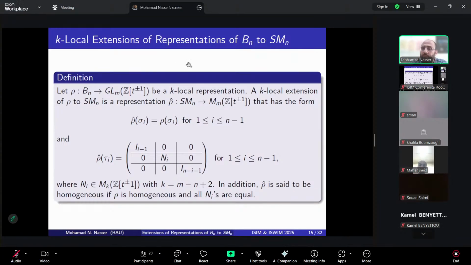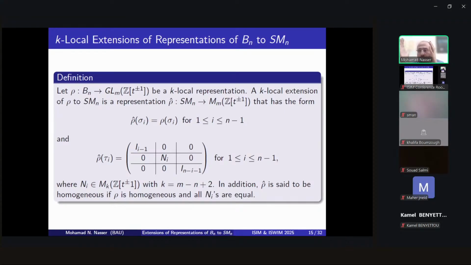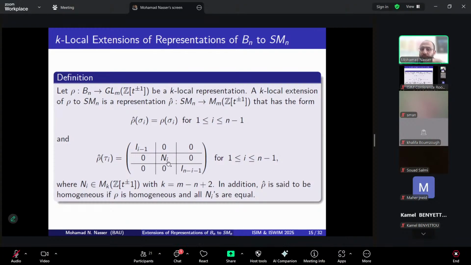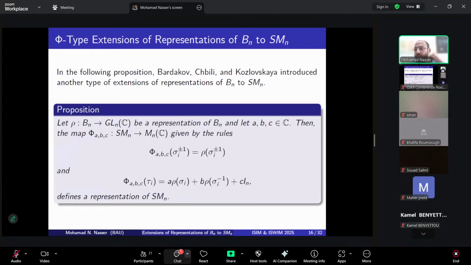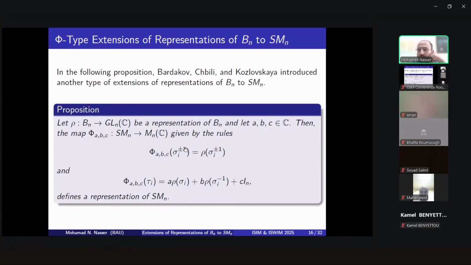One of the types of extensions is called local extension. So I'm going to give the form. We know that it's a local representation. So in the braid group, each generator sigma_i has a block of matrices. I'm going to give each tau_i also a block of matrices, but the matrix here is N_i, not M_i. So it's another matrix. Another type of extension was introduced by Bardakov, Bellingeri, and Kozlovskaya. They proved that if we have a representation of the braid group, we can extend the representation in this way, so each tau_i will have this form.